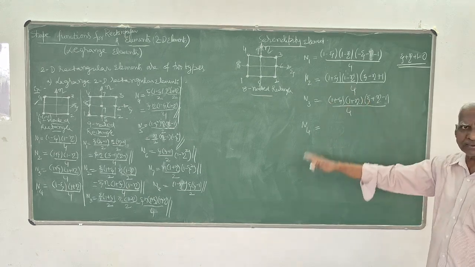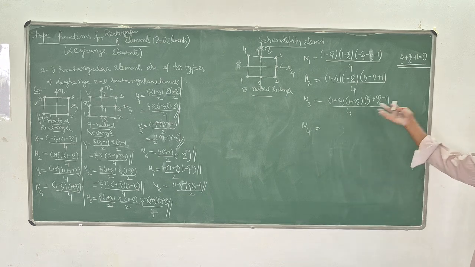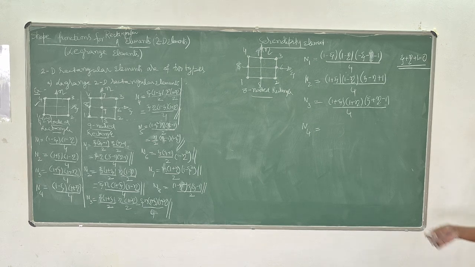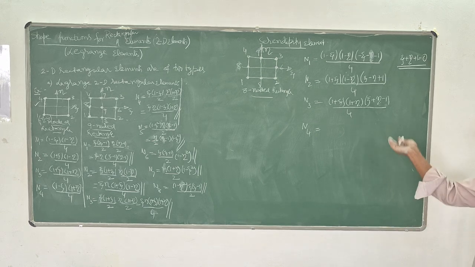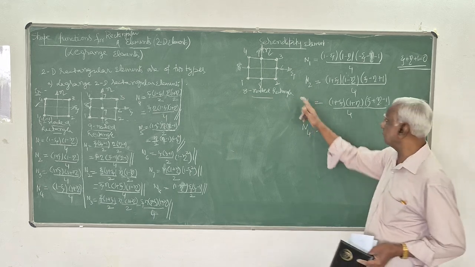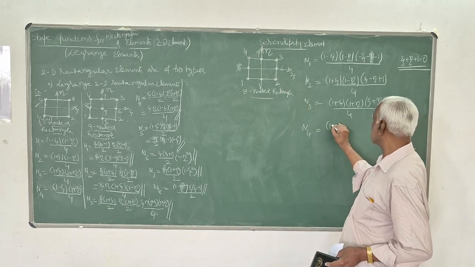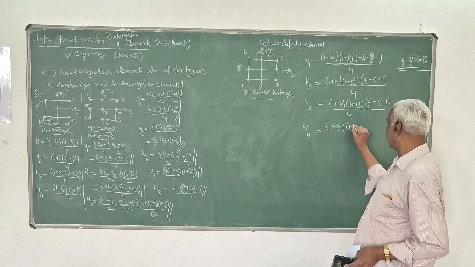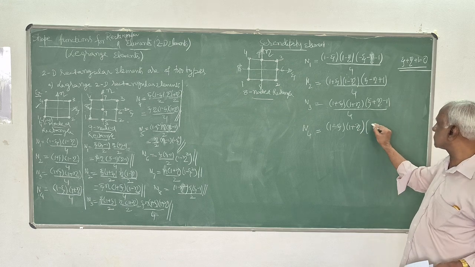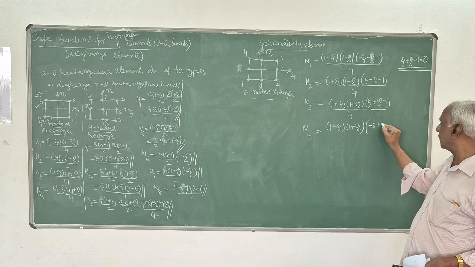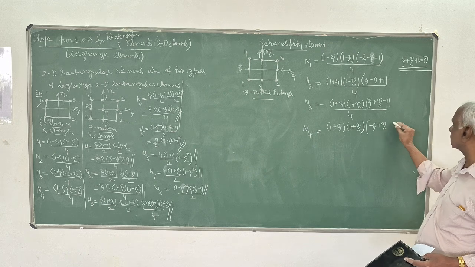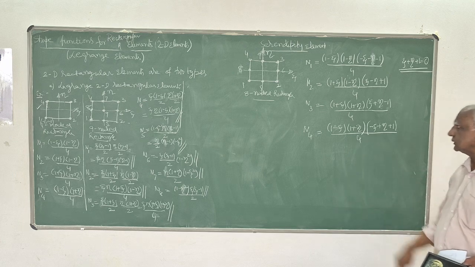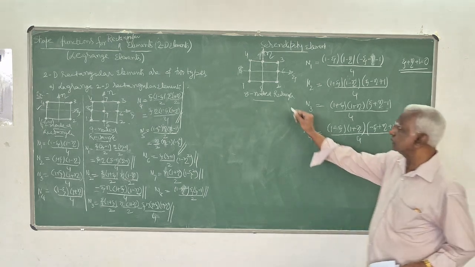Otherwise, you have to go from fundamentals, assume a displacement model, and carry out the matrix inversion. So for N4, on the same lines, it is equal to (1 minus psi) into (1 plus beta) into (minus psi plus beta minus 1), divided by 4. These are the relations for the 8-noded element.